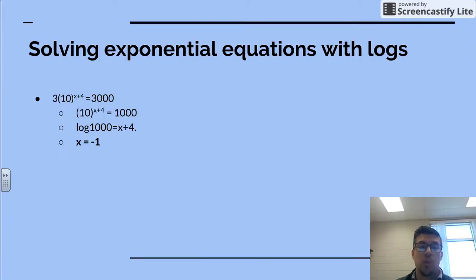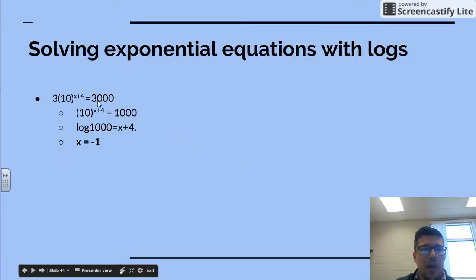Okay, when would we use logarithms to solve an equation? Well, notice this one right here.